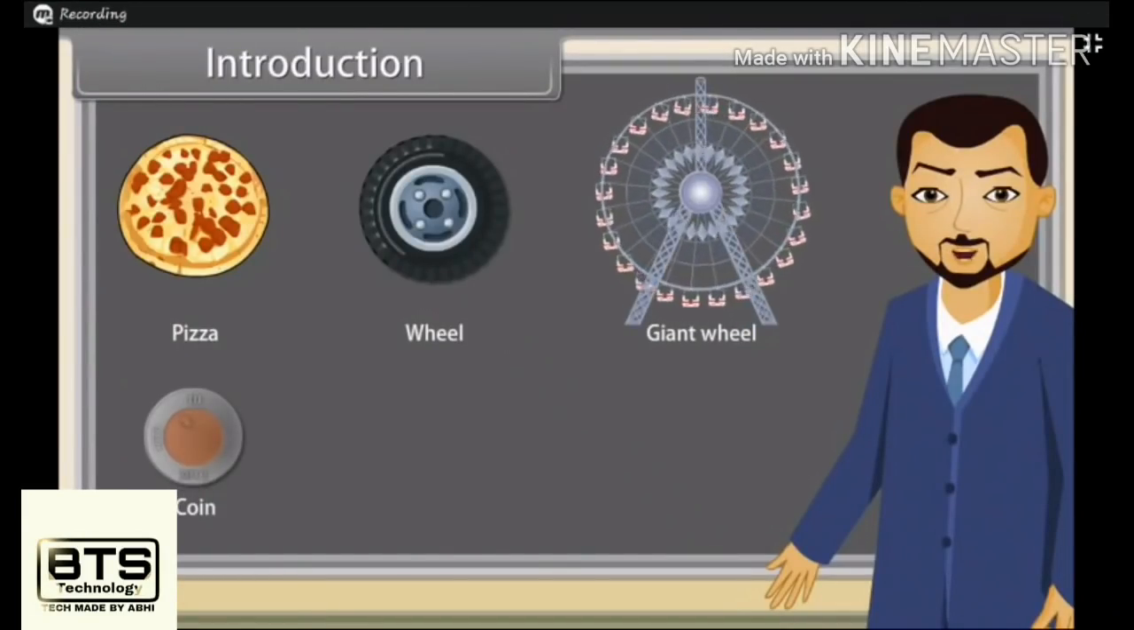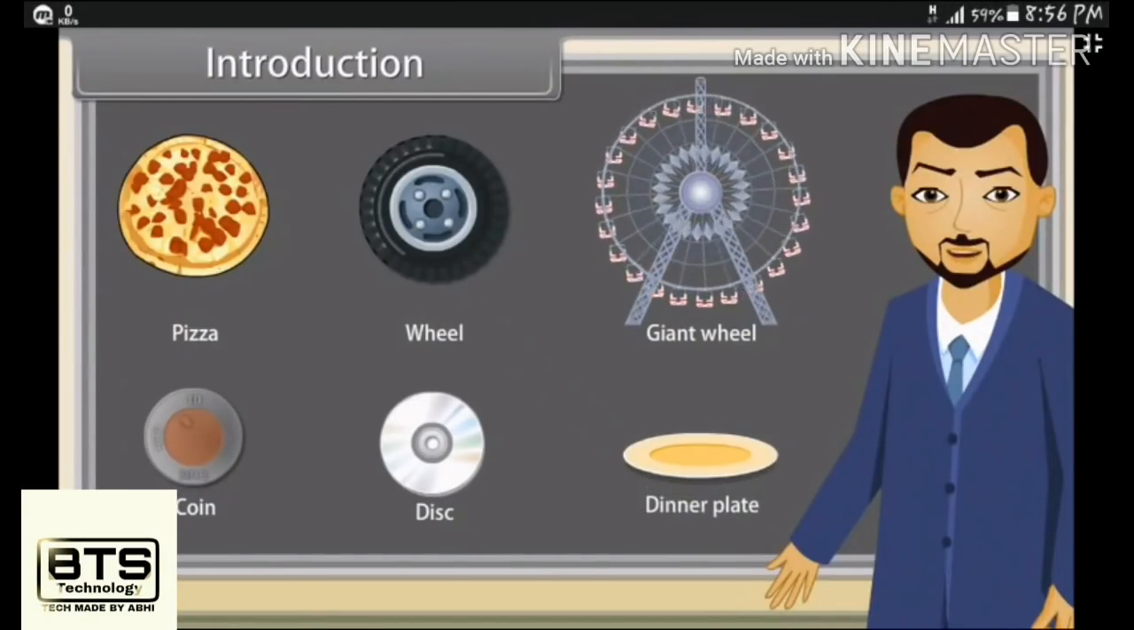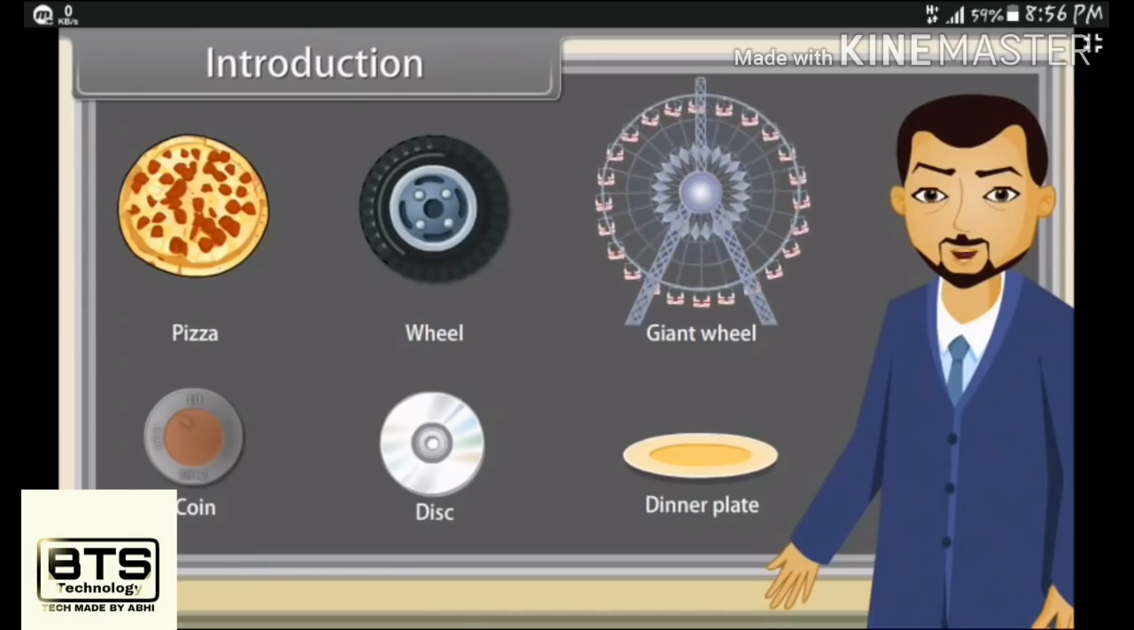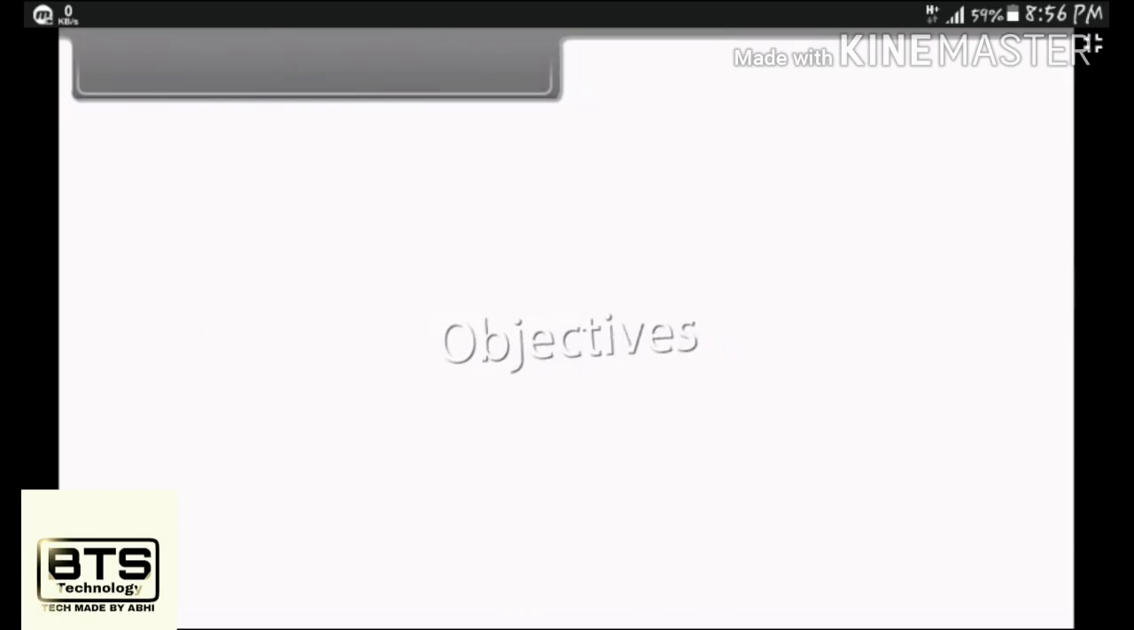Giant wheel, coin, disc, dinner plate. All these are the examples of circle. Today we will study about circles and the properties of circles. Come, let's start.